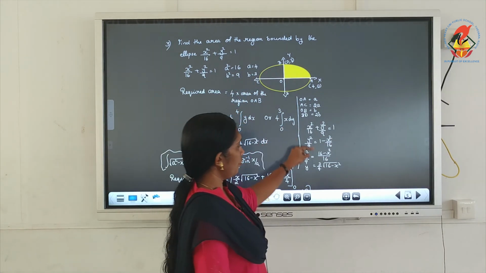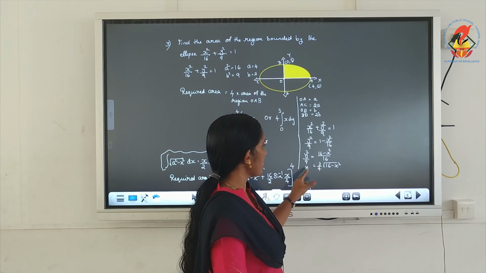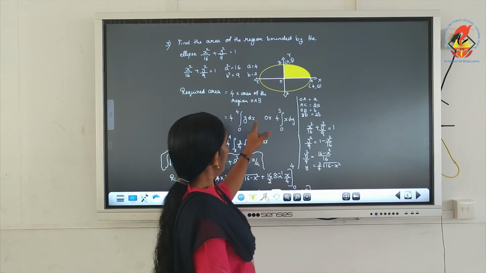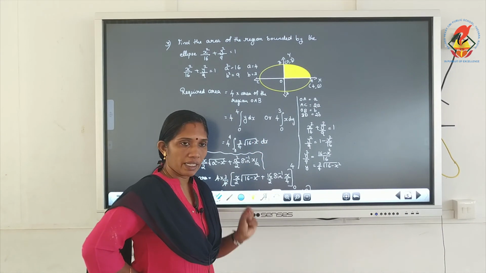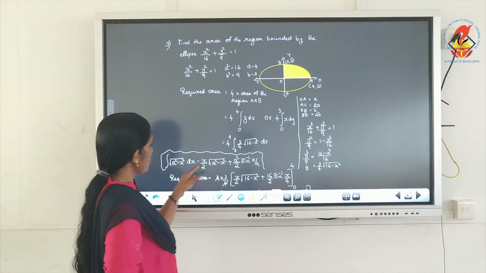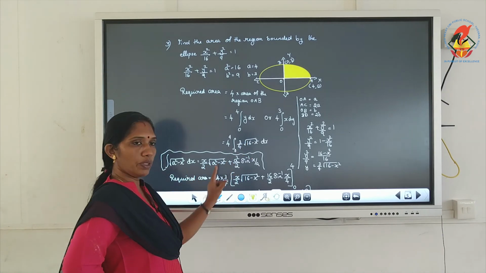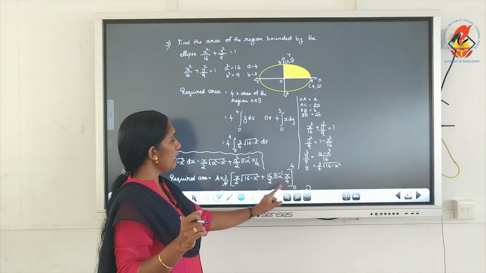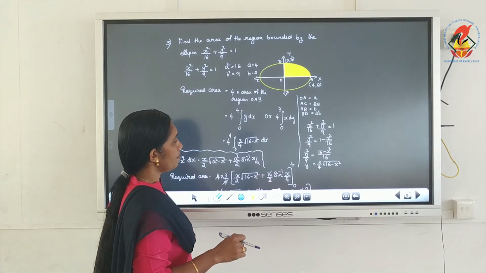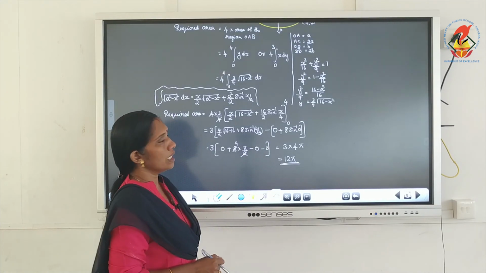Then y you have to find from the equation of the ellipse. Then integrate with respect to x. Here the integral is a standard integral, so its value is x by 2 into that root plus a square by 2 sine inverse x by a. Then apply the limit 0 to 4. So in the end we get 12 pi.